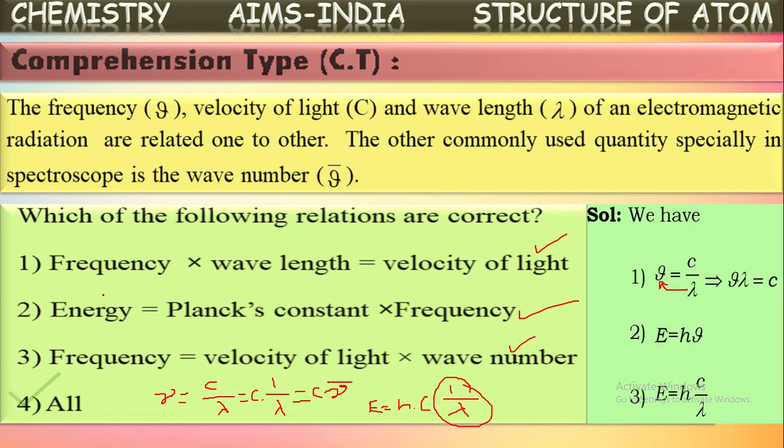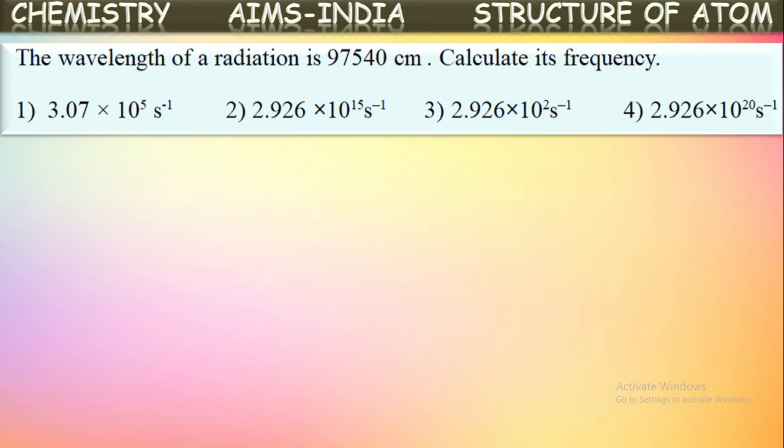Now what will be the correct answer? 4. Next question. The wavelength of a radiation is 97,540 centimeters. Calculate its frequency. They have given here the wavelength and are asking to calculate the frequency.